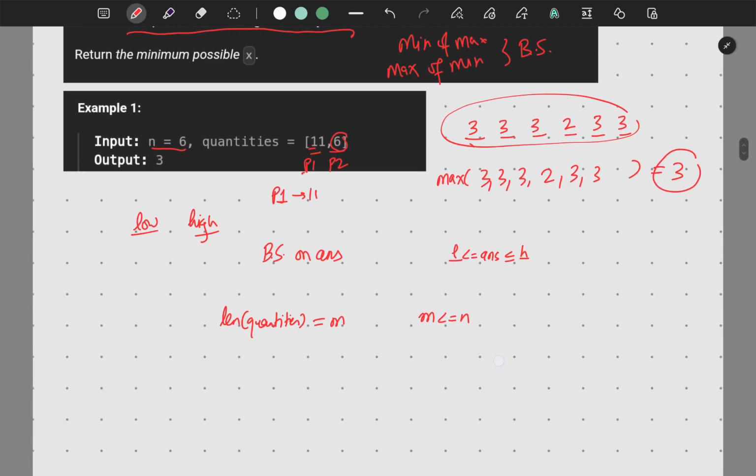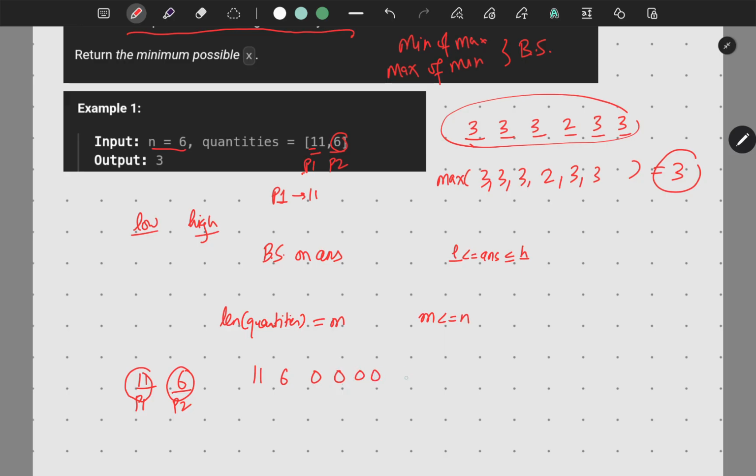So what I mean by that is, let's take this example. We have P1 with 11 and P2 with 6. If you want to distribute it in the worst possible way, we can give 11 of P1 to store 1 and 6 of this to store 2 and the remaining 0.